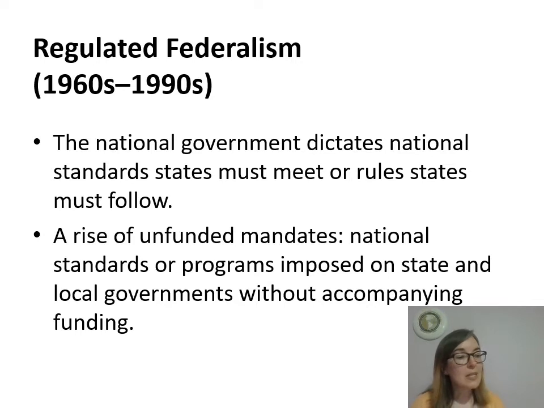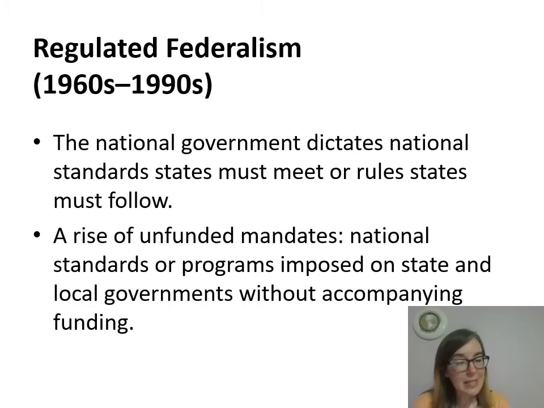So, for example, in the 1970s, the national government instituted a nationwide speed limit of 55 miles per hour. And some states didn't like this idea, but they said, well, if you don't enact a 55 mile per hour speed limit, we will withdraw federal highway funding. And so states really had very little choice. A similar move is how the drinking age was raised to 21 across the whole nation.